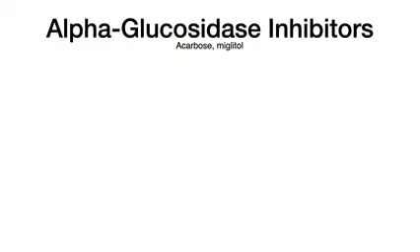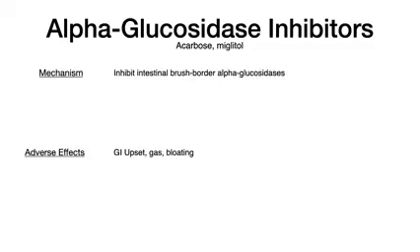And the major drug here that you need to know is acarbose, but the secondary one that sometimes shows up is also Meglitol. The mechanism of the alpha glucosidase inhibitors is that these inhibit intestinal brush border alpha glucosidases. And you might remember that the alpha glucosidase enzyme is present in the intestinal brush border back from the GI section. The adverse effect here, again, this will make more sense after we dive into the mechanism, but it's GI upset, gas, and bloating. So let's just take a visit to the intestine.